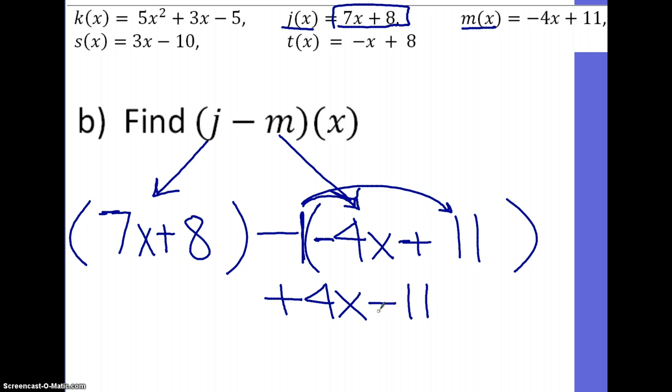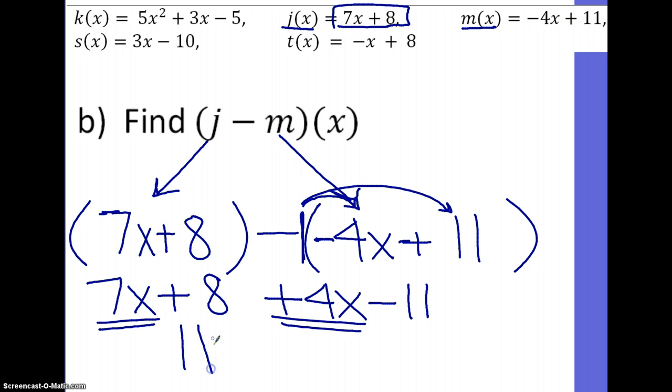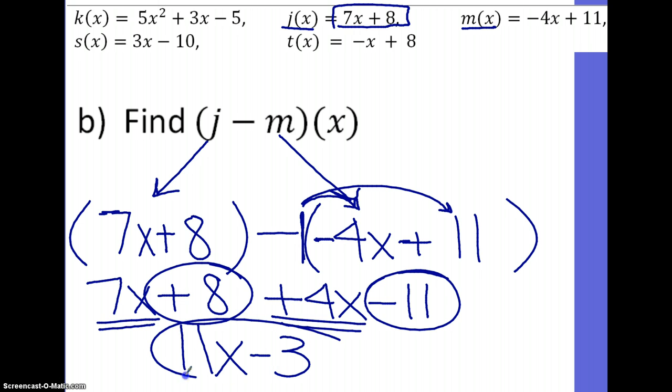The 7x plus 8, there's nothing to distribute, so we're just going to bring it down. 7x combines with plus 4x, so 7 plus 4 makes 11x. Positive 8, take away 11. 8 take away 11 is negative 3. So that is two functions subtracted, and we simplified the answer.